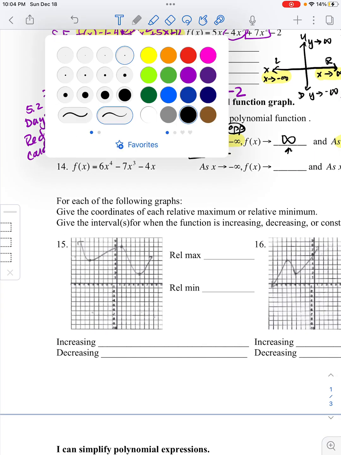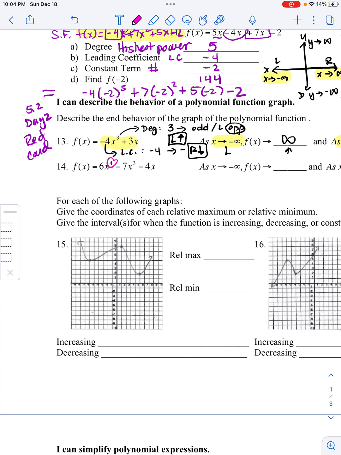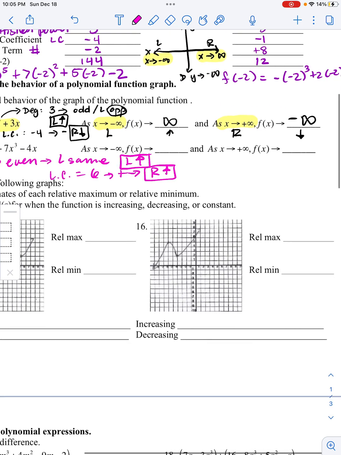Same thinking through this last one. Here the degree is 4. 4 is even. So that's telling you that the left end will do the same as the right. Then I look at the leading coefficient. The leading coefficient is 6, which is positive. And that tells me that the right will go up. So the right is going up and the left is doing the same. So it's going up as well, which means both of these answers are going to be filled in with positive infinity because both ends are going up.